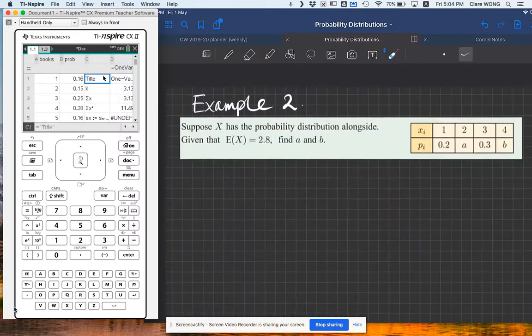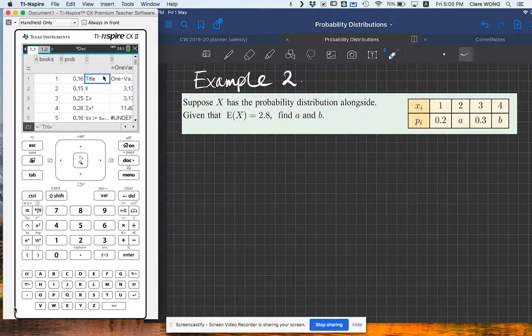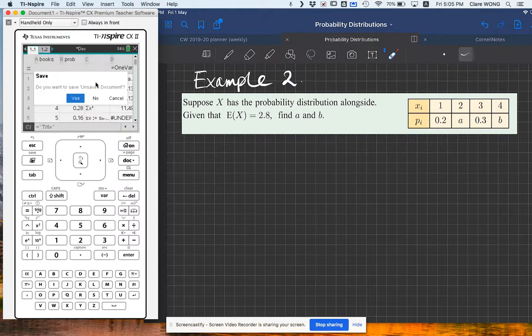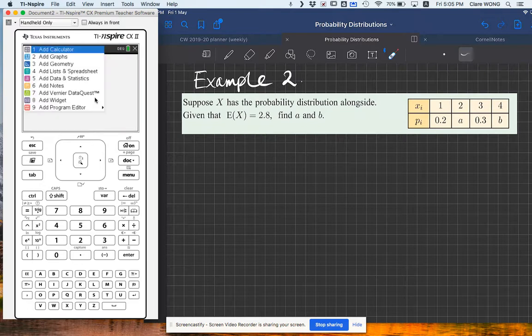Let's try example 2. Now I'm going to clear, I'm going to open a new document, and make sure you don't save it. Just bring up a calculator.